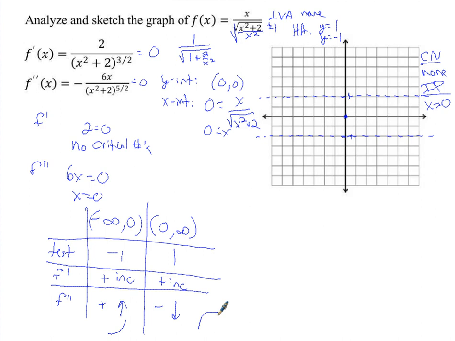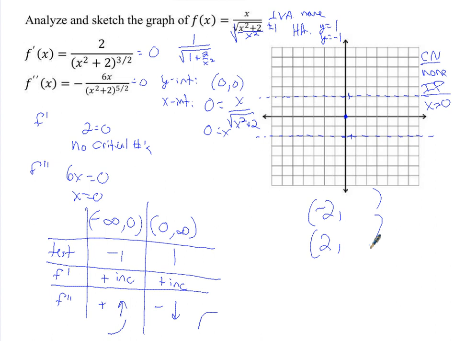The function's continuous, so the graph here must be doing something like this. And then as x becomes infinitely huge, we approach that asymptote. If I wanted to be more accurate, then I could pick a couple of numbers outside of there, like maybe -2, comma what, and +2, comma what.